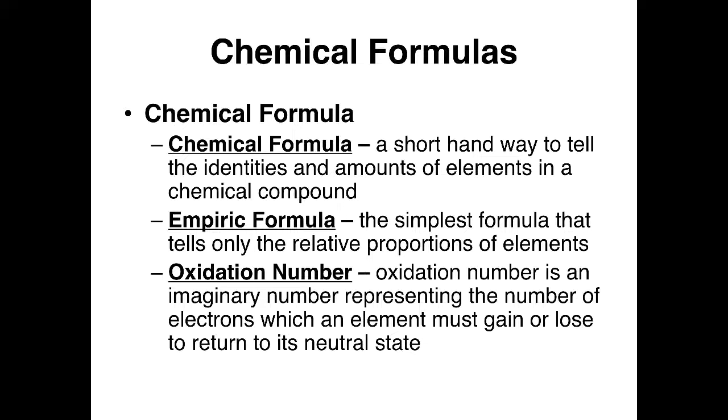An oxidation number is used to write your chemical formulas, so you need to understand what an oxidation number is. An oxidation number is an imaginary number representing the number of electrons which an element must gain or lose to return to its neutral state. We'll talk about oxidation numbers in just a minute here.